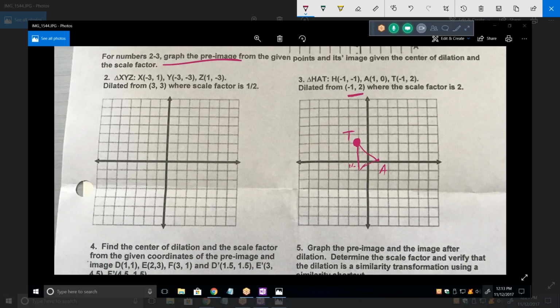So our preimage has to be bigger or smaller? Smaller? Yeah. In fact, got to be right there. If I were to take that area and dilate it by a factor of 2, I would get triangle HAT.